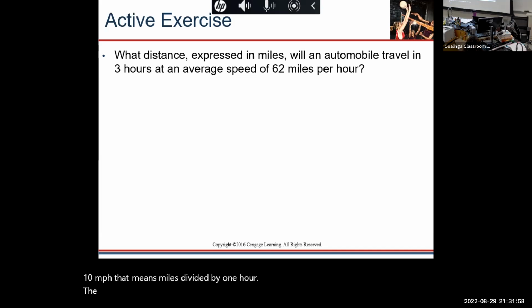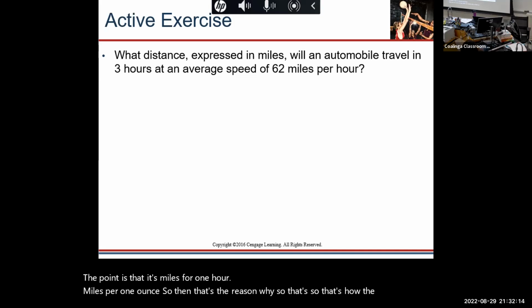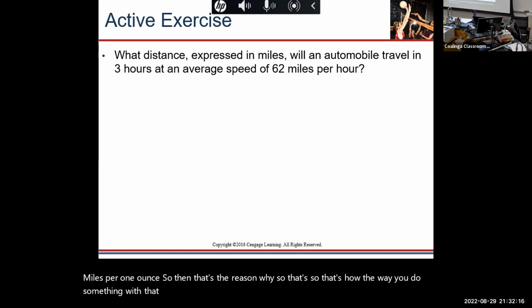Take a minute, right? But you're on the right track. The point is that it's miles per 1 hour. It's 1 hour. So that's the reason why, that's how we make it. Right, that's how the answer is right.